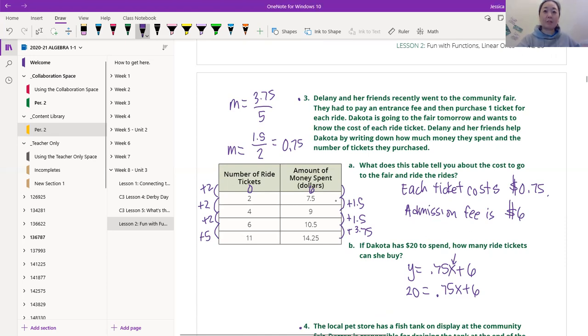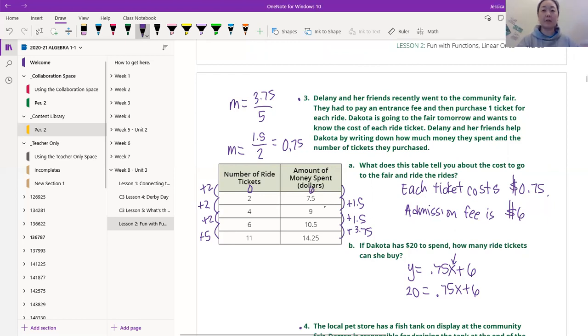So this is what we did. We looked at the differences here. From 7.5 to 9, that was 1.5. From 9 to 10.5 is 1.5. And notice right here, it is a much bigger difference, 3.75. Why is that? Everything increases by 2 tickets, except at the last one, where it goes from 6 to 11. Since there's an increase in X, there should be an increase in Y, and they should increase proportionally, by the same amount.